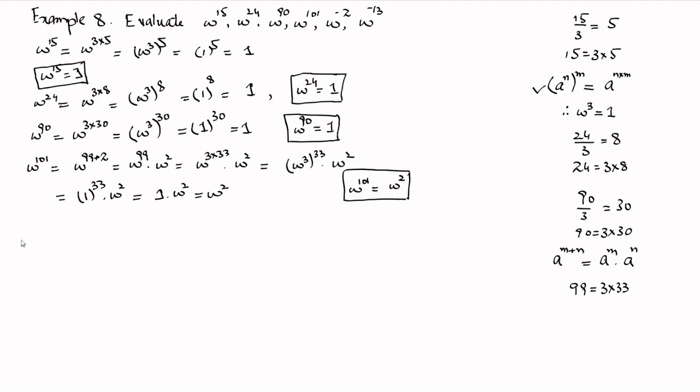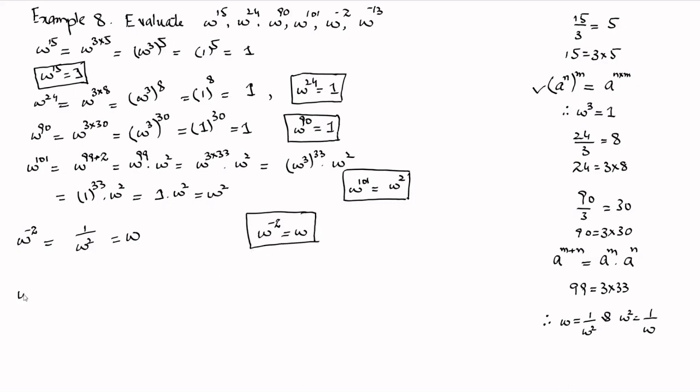Now consider omega raised to the power minus 2, that will equal to 1 over omega square, and from the reciprocal property of cube roots of unity, we know that omega is reciprocal of omega square and omega square is reciprocal of omega. So this is omega. So omega raised to the power minus 2 is equal to omega.